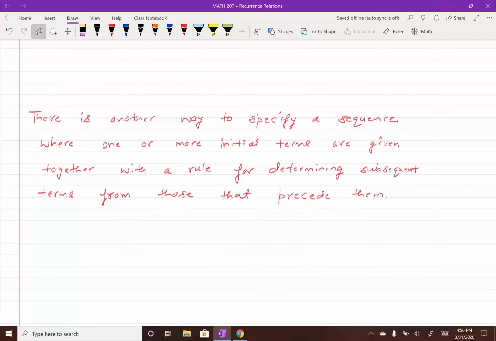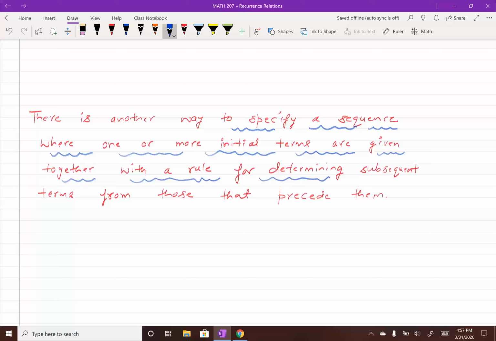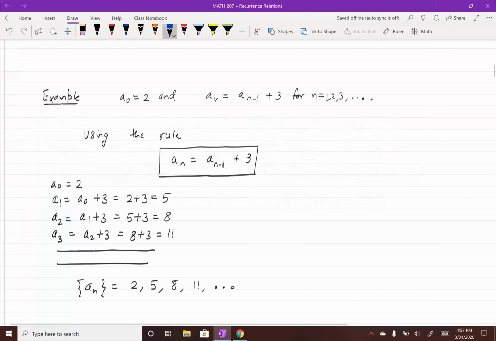So far we have seen that a sequence can be defined based on an explicit formula. In this lecture we are going to learn another way to specify a sequence, where one or more initial terms are given. Those become your initial conditions, together with a rule for determining the subsequent terms from those that precede them. And this is basically the idea behind your recurrence relation.